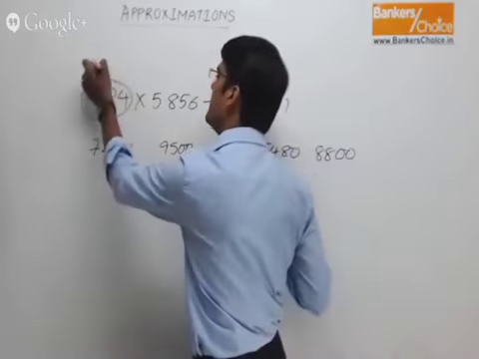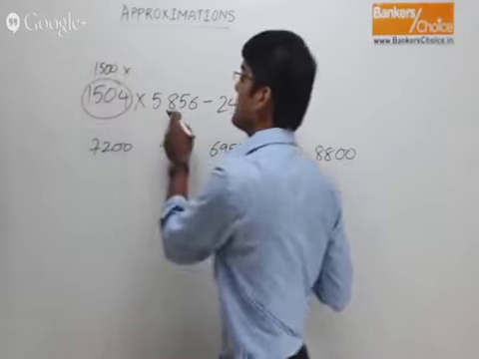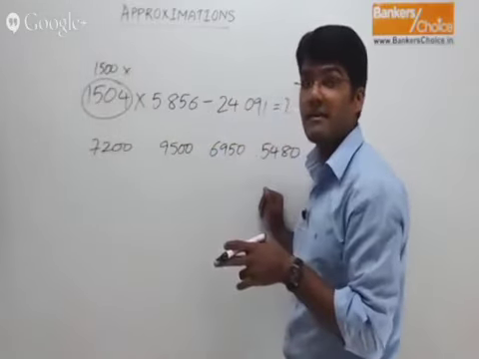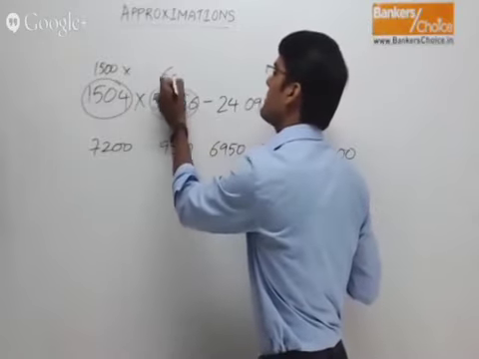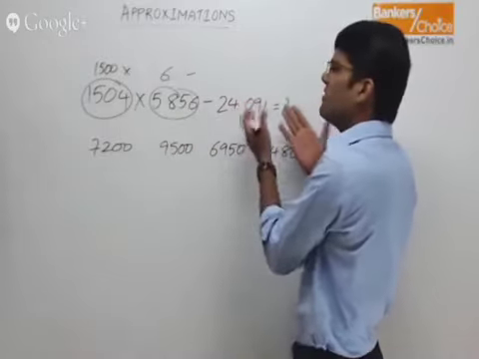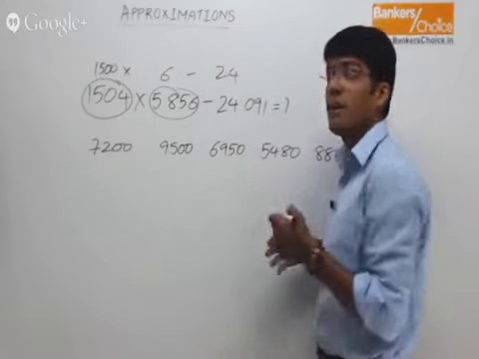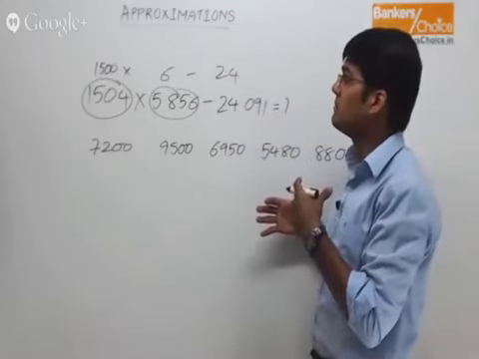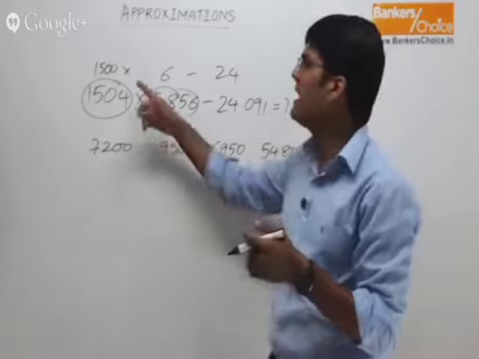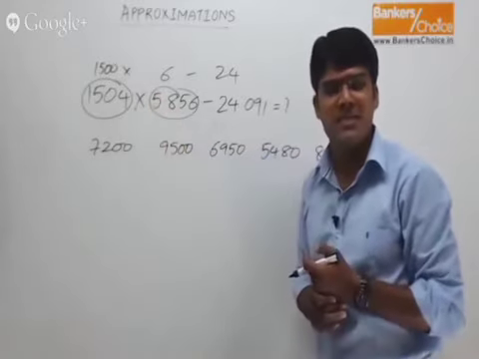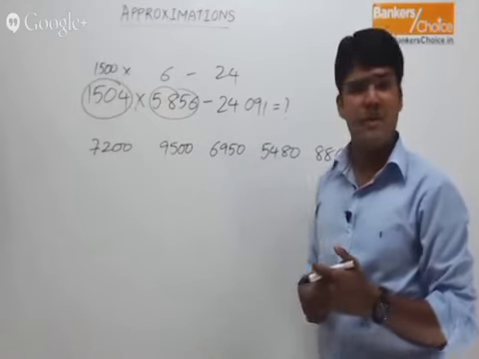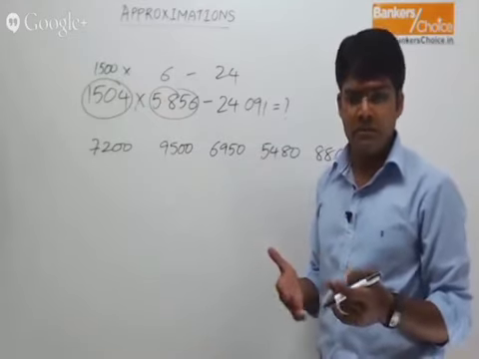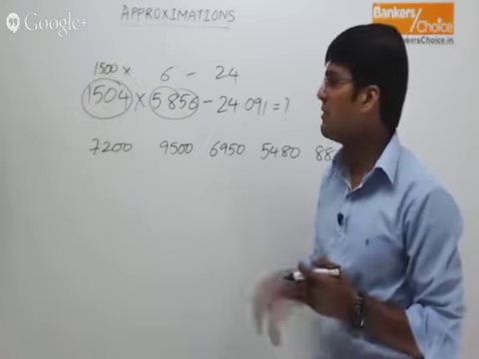So I'll take this as 1500. Don't take this as 5, you'll be moving far from the exact answer, right? Take it as 6. So 1500 into 6 minus 24.091 is what? 24. And I don't think this is any bit difficult, right? 1500 into 6. What is 1500 into 6? 9,000. 9,000 minus 24, 8,976. Look at the options.